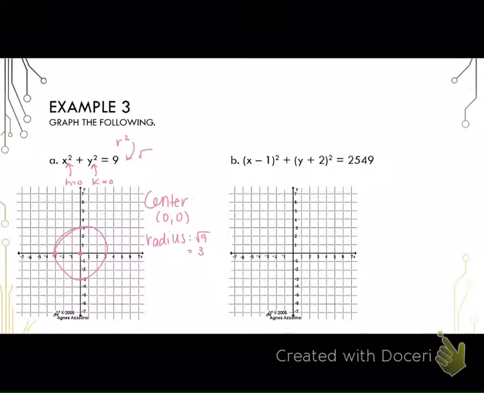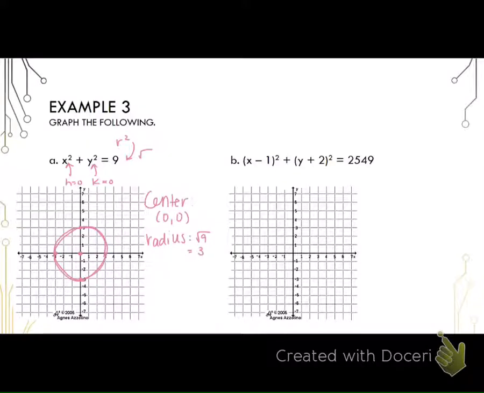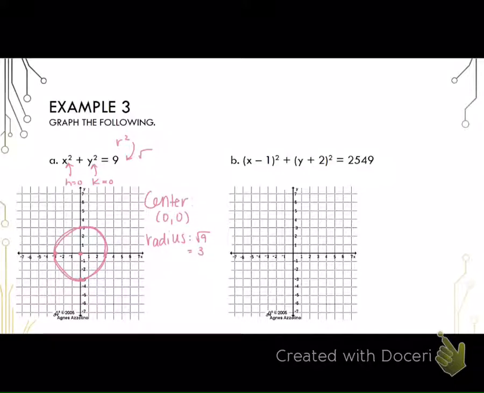Make sure they're rounded, not square shaped. Some of you guys are literally trying to draw a square. That is not right, though. Your center is 0, 0. So you should be counting 3 in all directions from 0, 0.